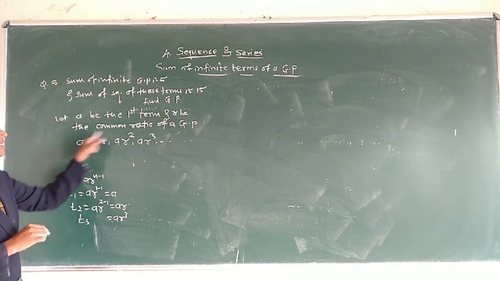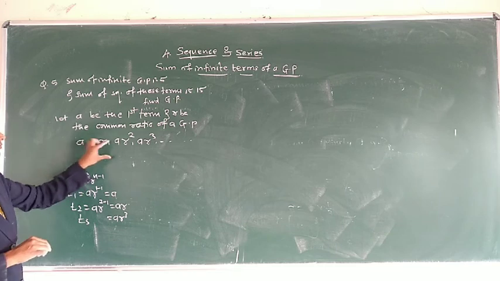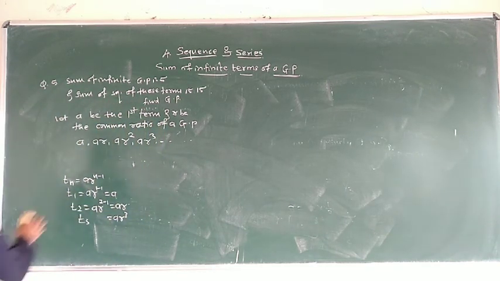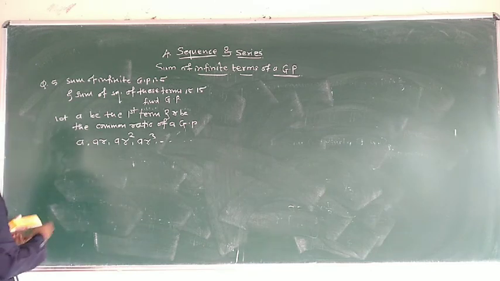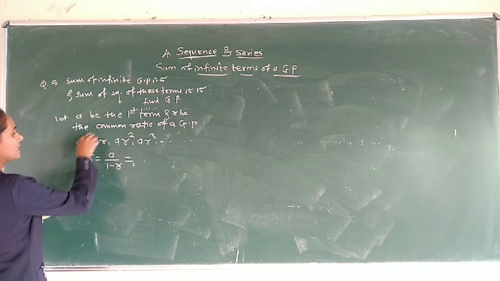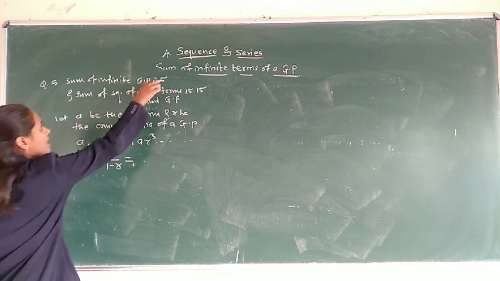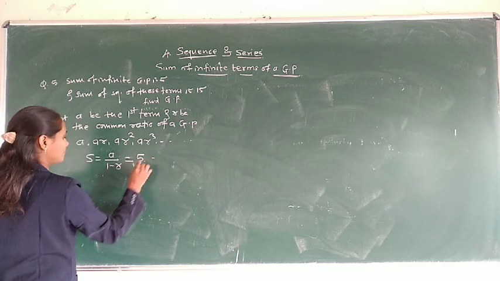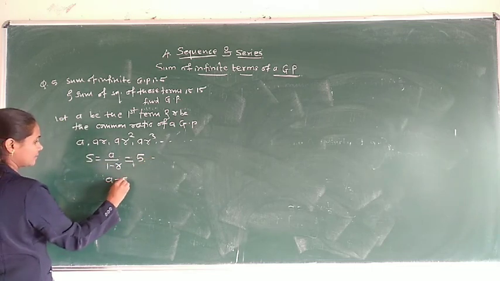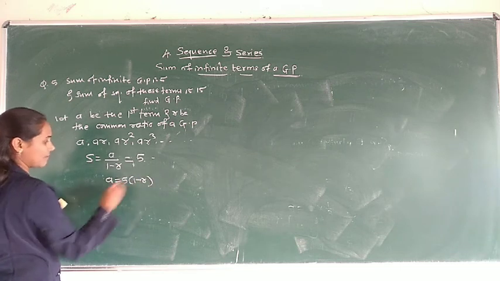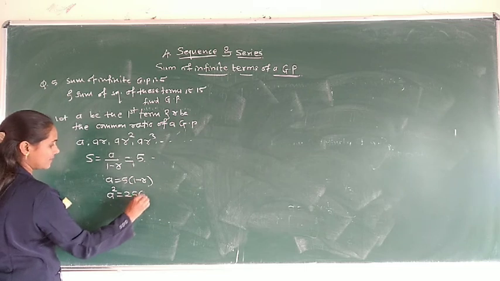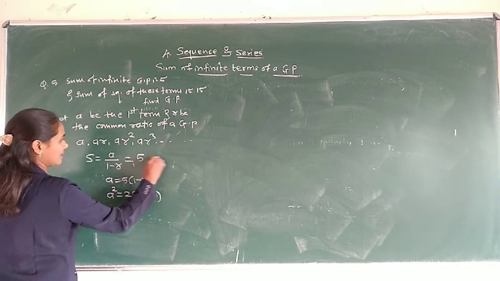We have given the sum of infinity of this GP is 5. What is the formula for sum of infinity of GP? That is S is equal to A upon 1 minus R, and the sum of infinity of this GP is given, that is equal to 5. Therefore, from this equation you can write A is equal to 5 into 1 minus R. Therefore, A square is equal to 25 into 1 minus R.